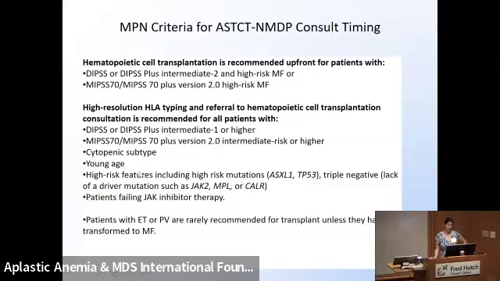And so any of your doctors that look on this website now would say, okay, if you have a young age, if you have high risk features like one of these high risk mutations, if you're failing your therapy, then it would be warranted to send you to a transplant center to get a consultation and get an opinion, and potentially get a typing going. So in the event you changed your disease course, there would be a donor that could be available. And again, patients with ET and PV are rarely recommended for transplant unless they have transformed to myelofibrosis or are very refractory to therapy.